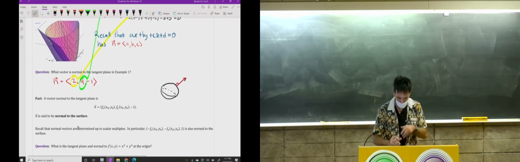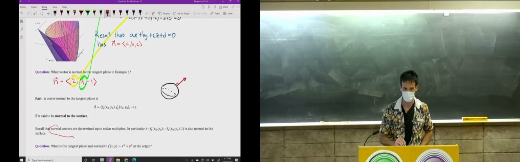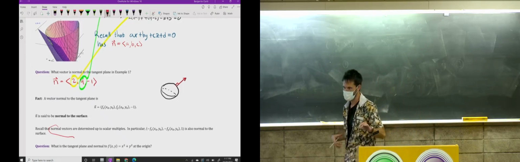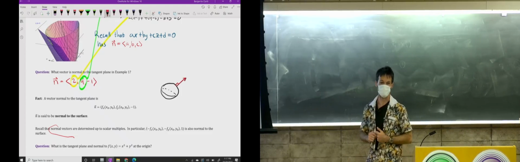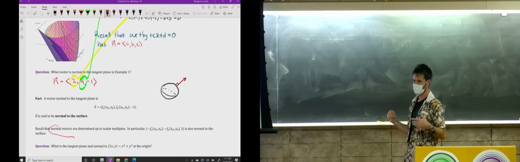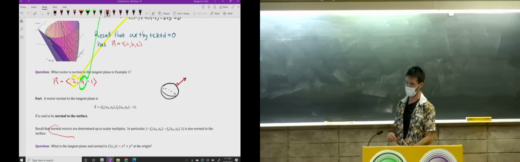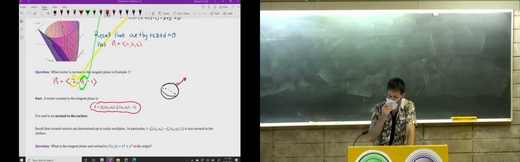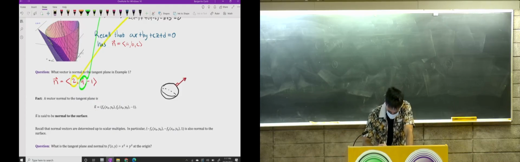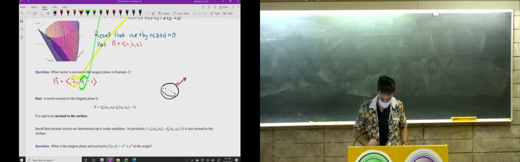Now, remember, normal vectors are not unique. Every time I say the normal vector, I really should say a normal vector, because you can always multiply a normal vector by a scalar and get another normal vector. So in particular, I could take the negative of this normal vector, and that would be another normal vector. So negative fx, negative fy, positive 1. That's also a normal vector. It's also normal to the surface.